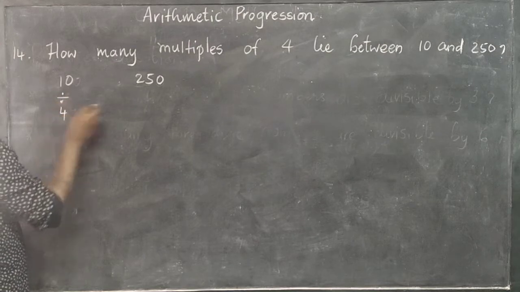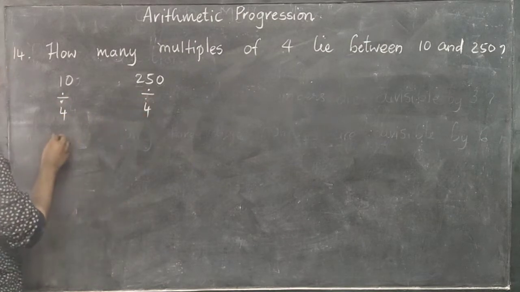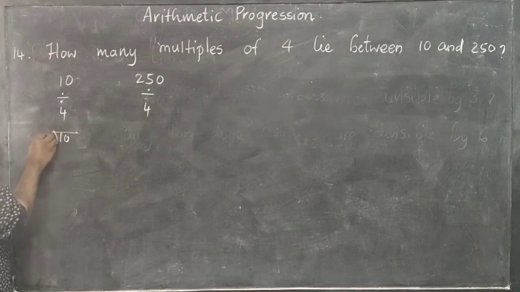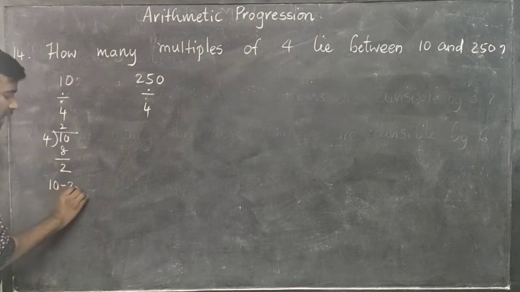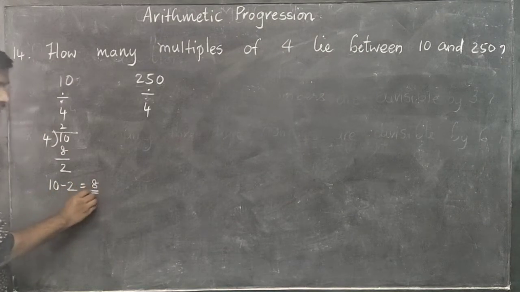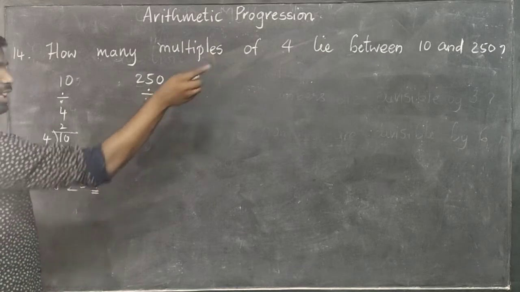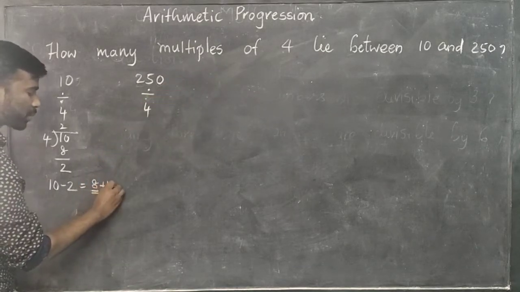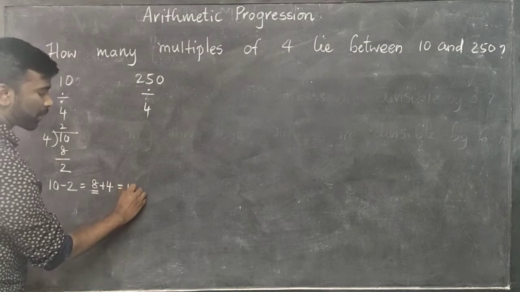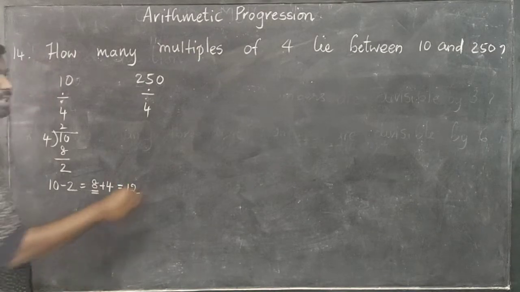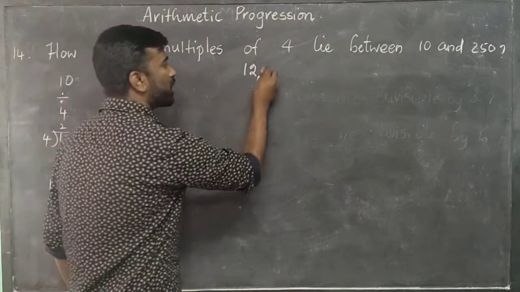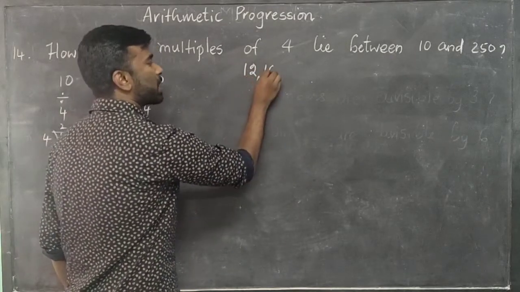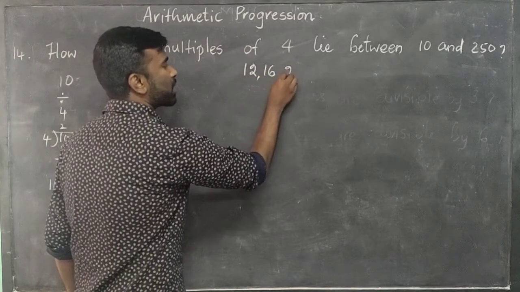Divide 10 by 4 and 250 by 4. 10 divided by 4, what do you get? 4 2s are 8. The remainder is 2. Now subtract 10 minus the remainder. We get 8. But 8 does not lie between 10 and 250. For 8 you should add 4. We get 12. Therefore, the first term is 12. Now to get the next term, we should add plus 4. 12 plus 4 is 16. Now 16 plus 4 is 20.